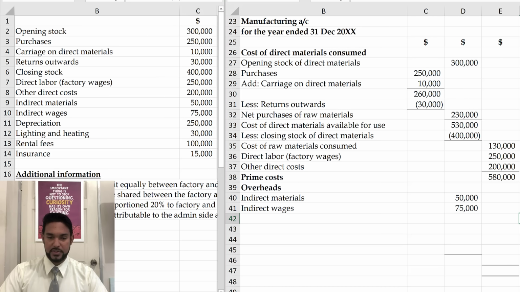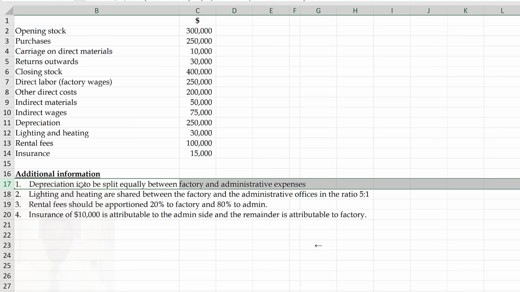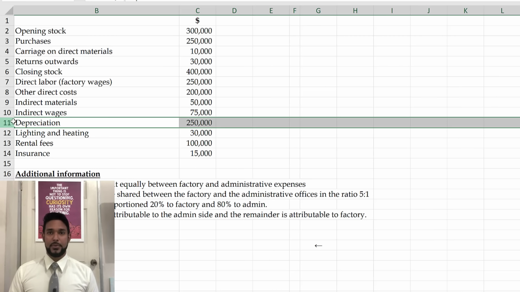So I'm going to maximize this side here so we can take a read of those notes. So depreciation is to be split equally between factory and admin. Now why might this happen? Let's say, for example, you have some machinery that is used specifically for the factory and some that is used for the office or non-manufacturing. In that case, whatever is specifically for non-manufacturing should go in the income statement. What is for manufacturing should go in the manufacturing account. Never put non-manufacturing items in the manufacturing account.